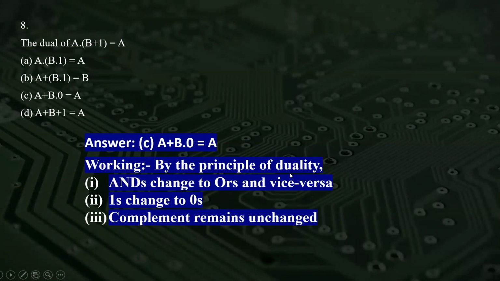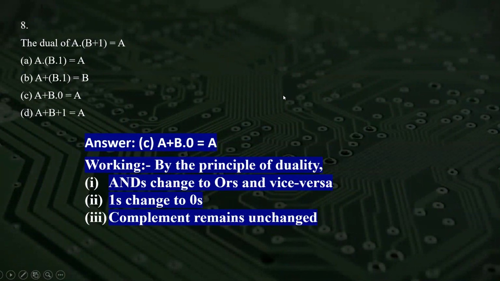By the principle of duality, we see that all the ands change to ors and vice versa. That means ands change to or, and simultaneously ors will change to and. All the ones will be changed to 0 and vice versa, but the complement remains unchanged. So A dot B plus 1, if I change it, so dot becomes plus, and plus becomes dot, and 1 becomes 0, comes the answer A plus B dot 0 equals to A.